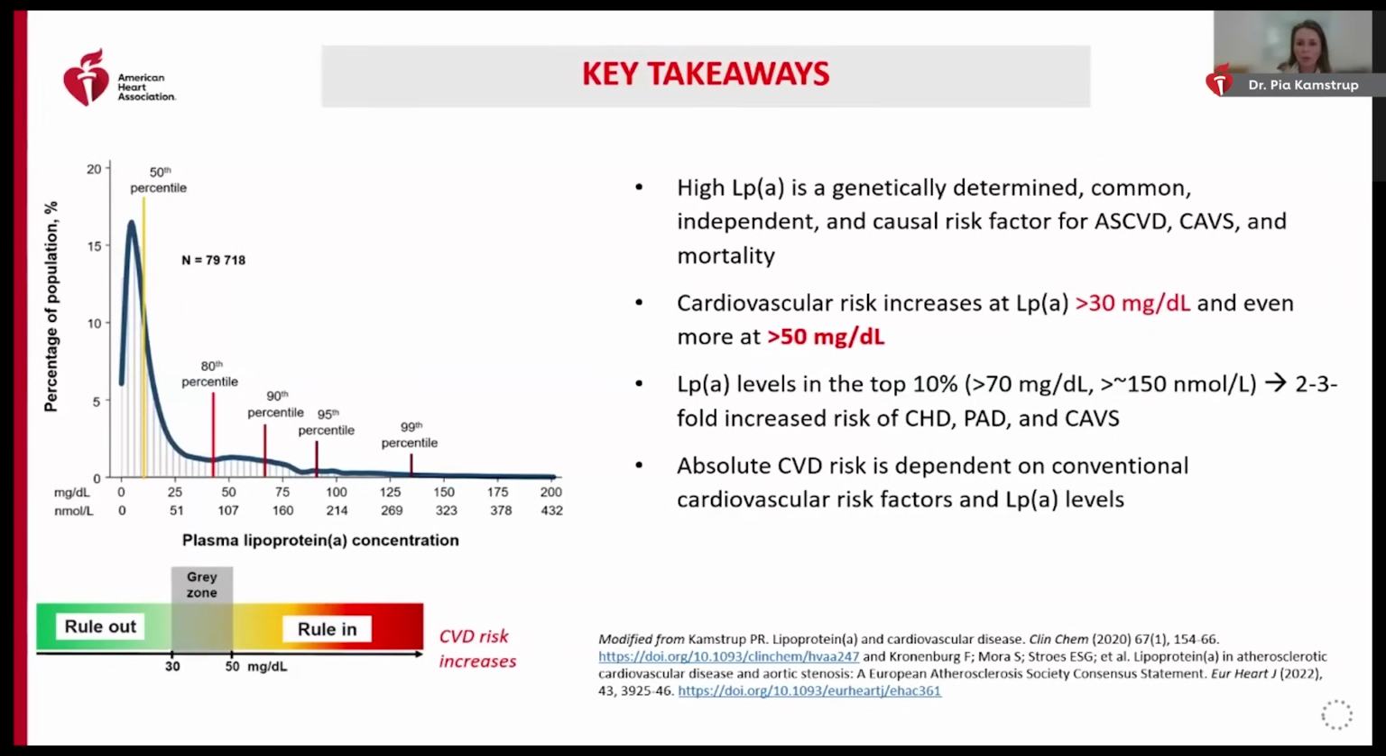Now, key takeaways from the present presentation include that high Lp(a) is a genetically determined, common, independent, and causal risk factor for ASCVD, calcific aortic valve stenosis, and mortality. That cardiovascular risk increases as Lp(a) levels rise above 30 milligrams per deciliter, and even more at levels above 50 milligrams per deciliter. That Lp(a) levels in the top 10% of the concentration distribution predict 2 to 3-fold increases in risk of coronary heart disease, peripheral arterial disease, and calcific aortic valve stenosis. And that absolute CVD risk is dependent on conventional cardiovascular risk factors and Lp(a) levels.